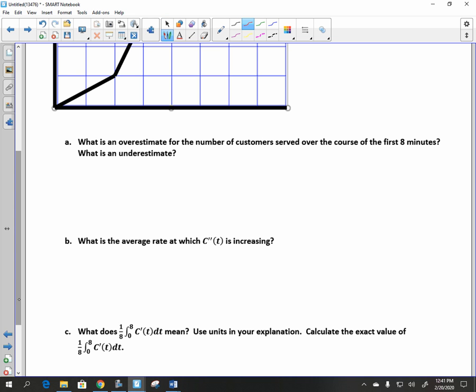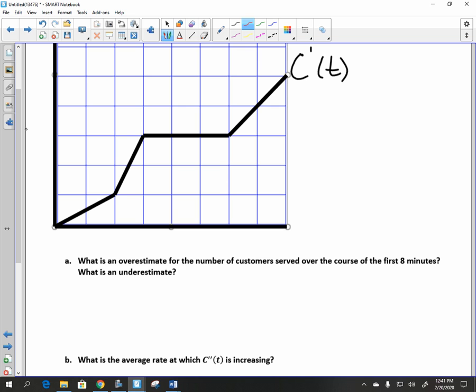It says what is an underestimate for the number of customers served over the course of the first 8 minutes, and what's an overestimate? What's going to give us an underestimate or an overestimate? Is a left-hand sum or right-hand sum going to give us an over? Right-hand sum will give us an overestimate, won't it? So let's quickly do a right-hand sum, and this isn't bad at all.